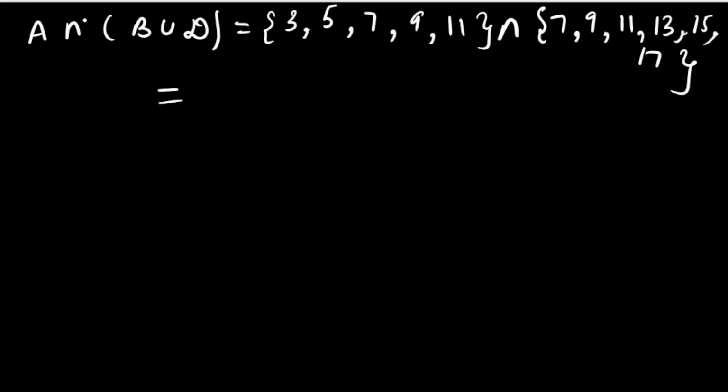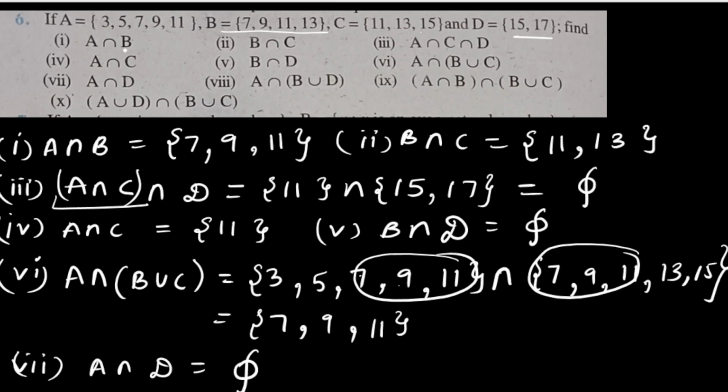Now its intersection we have to find. See, intersection means the common ones. So 3, 5 is not present, then 7 is there, 9 is there, and 11 is there. So the answer is 7, 9, and 11. So A intersection B union D we have done. Eighth part. Now ninth part we have to do.